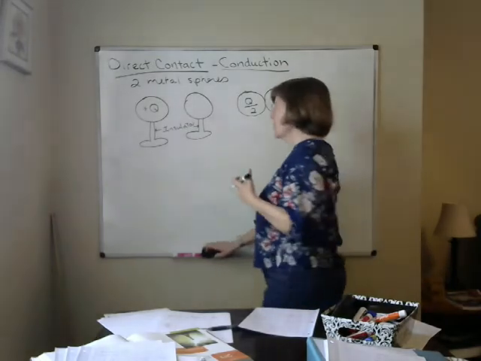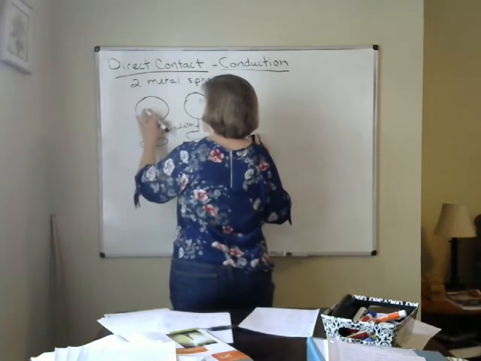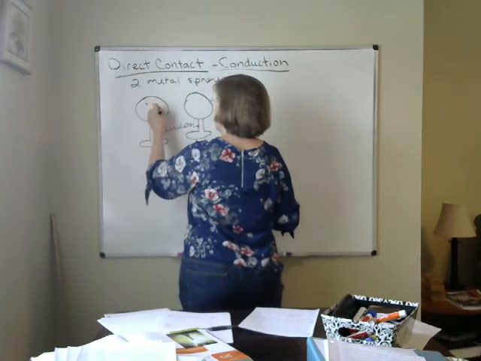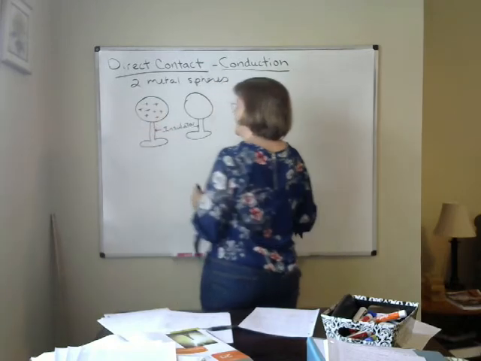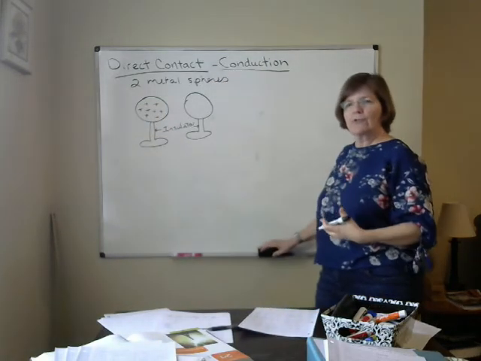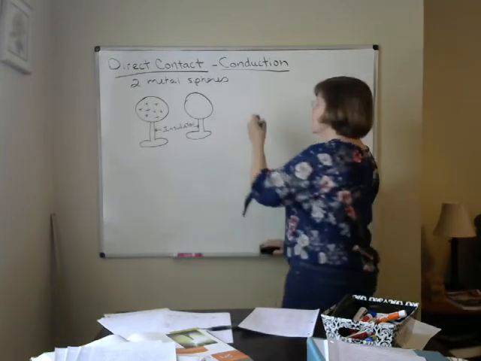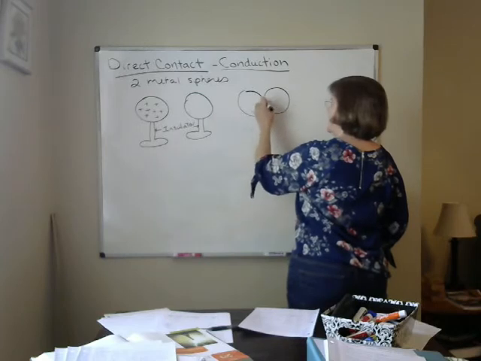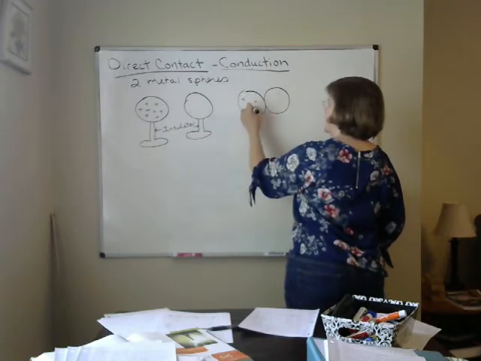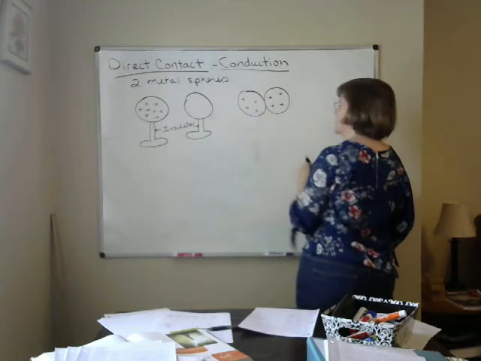If I wanted to draw this more pictorially, before they touch, let's suppose this had 1, 2, 3, 4, 5, 6, 7, 8. We'll let those 8 positive charges represent a charge of 8 microcoulombs. Afterwards, those charges would spread out, and we would end up with 4 microcoulombs on each.